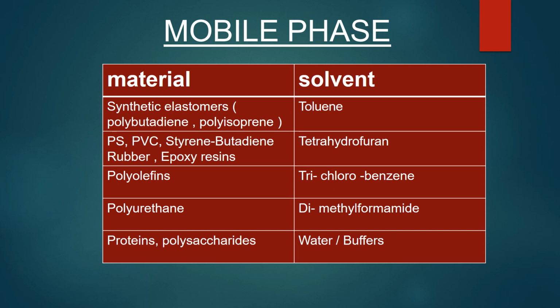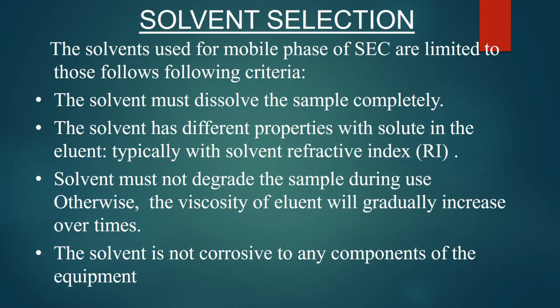The materials in the mobile phase: synthetic elastomers, that is polybutadiene or polyisoprene, with solvent toluene. Materials like PS, PVC, styrene butadiene, epoxy resins, and the solvent tetrahydrofuran. Materials like polyolefins and the solvent trichlorobenzene, polyurethane and the solvent dimethylformamide. The materials proteins and polysaccharides and the solvent water or buffer.